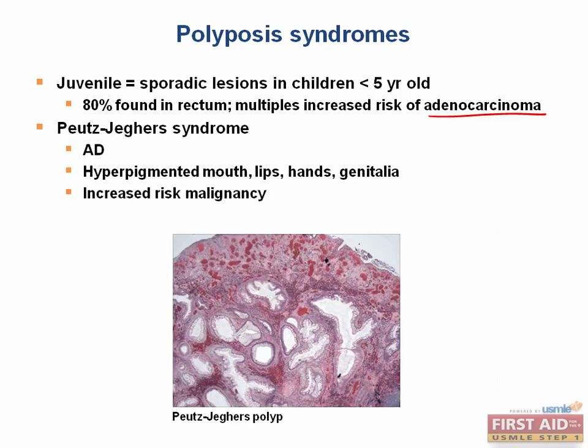Peutz-Jeghers syndrome is an autosomal dominant disease with multiple malignant hamartomas throughout the GI tract. Patients often have hyperpigmented mouth, lips, hands, and genitalia. This genetic disorder has a high risk of colorectal cancer and other visceral malignancies such as pancreatic and breast cancer.